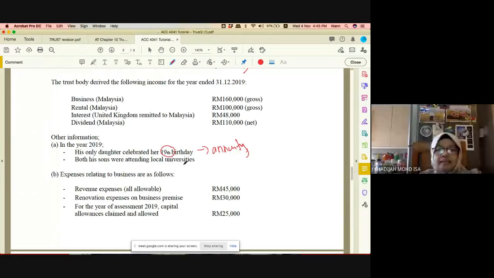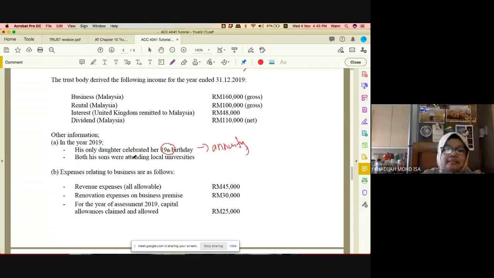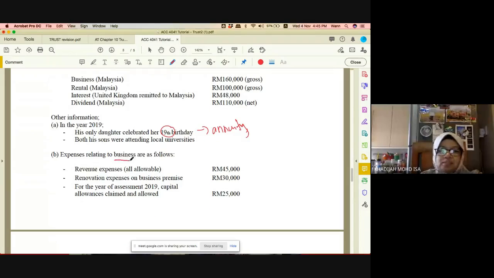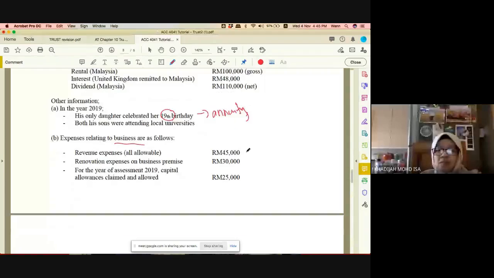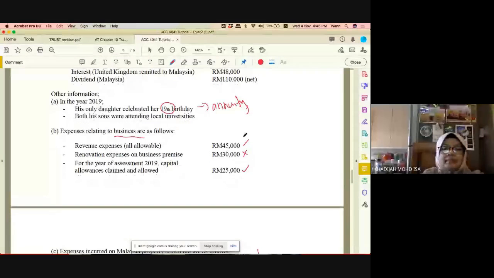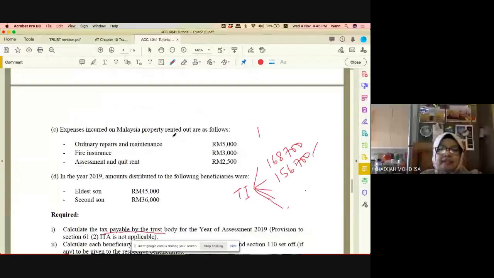Both sides attending local university. Expenses, you have revenue expense. This one is on business. So similar to the question earlier. Right, renovation, this one is business, is allowable. This one you cannot deduct. And then this one you can claim. Expenses incurred in Malaysia, rented property, similar kan? Alamak, senang sangatlah soalan ni. Because I have done question number 5.